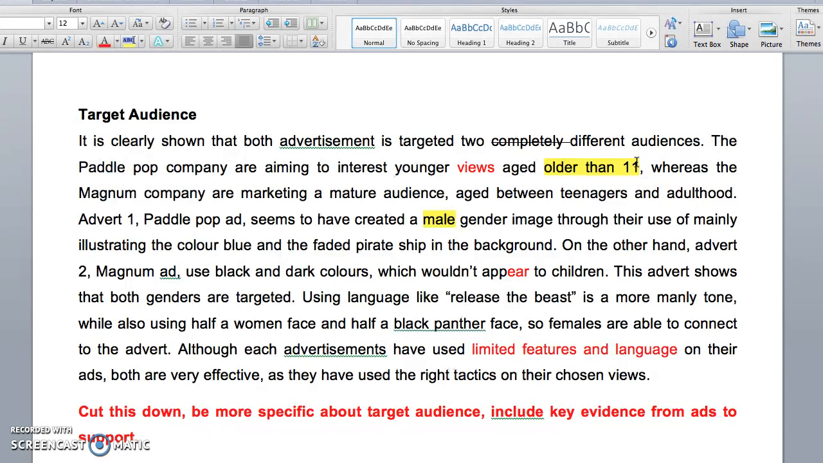And Magnum, you keep saying a mature audience. It makes it sound like they're advertising to old age pensioners. I think you're just talking an older and more sophisticated audience. Age between teenagers and adulthood. Well, that's from 13 to 100 years old. So you need to just be a little bit more specific here.